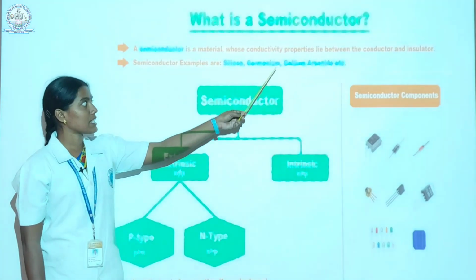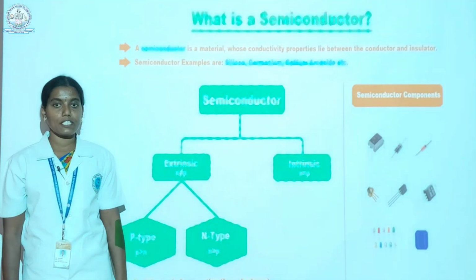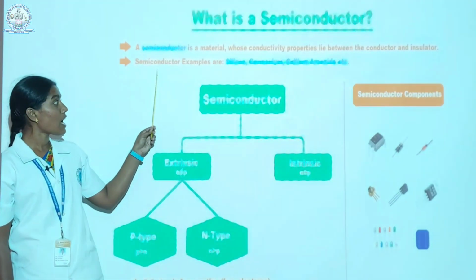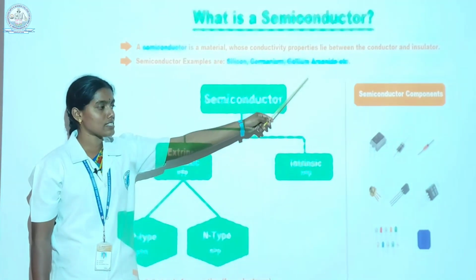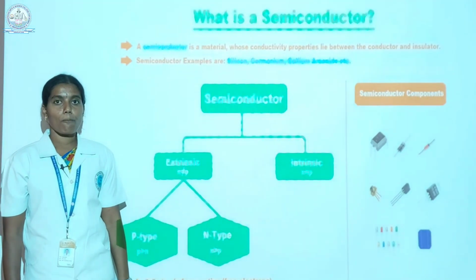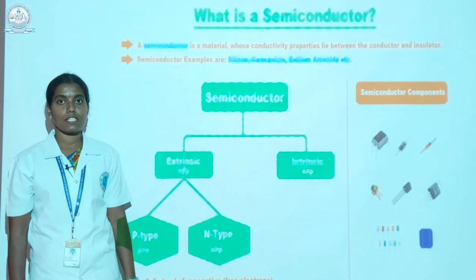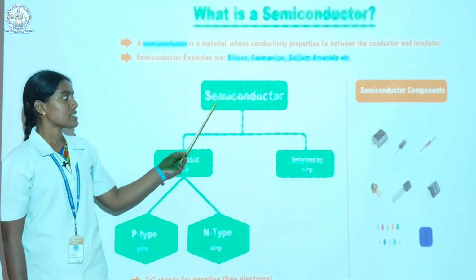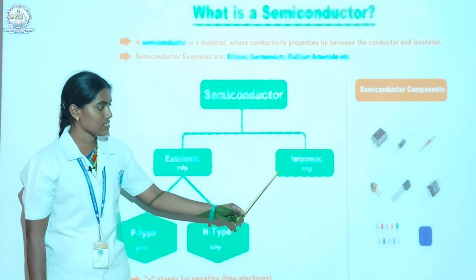What is meant by a semiconductor? A semiconductor is a substance that has properties between an insulator and a conductor. Examples of semiconductors are silicon, germanium, and gallium arsenide. The most commonly used semiconductor material is silicon because it has 4 valence electrons. It is easily doped with other chemical components. A semiconductor's doping further classifies it as extrinsic or intrinsic.